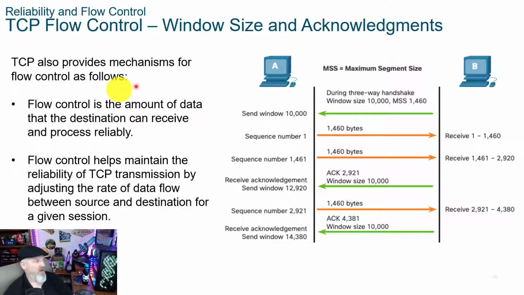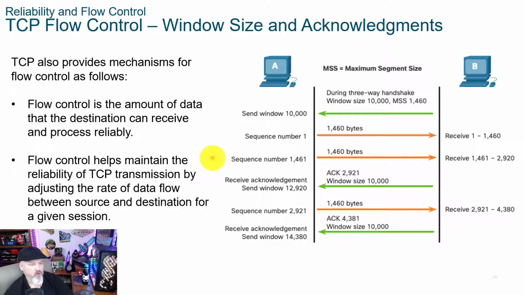TCP also provides mechanisms for flow control as follows. Flow control is the amount of data that the destination can receive and process reliably. Flow control helps maintain the reliability of TCP transmission by adjusting the rate of data flow between source and destination for a given session. And you can see the visual over here. If you want to pause your screen, you can see that it's using a window size to send, and if it becomes too much, it will slow it down or change the window size.